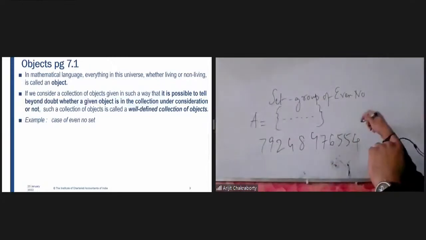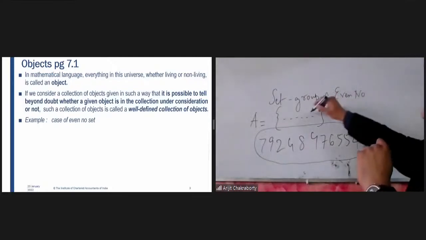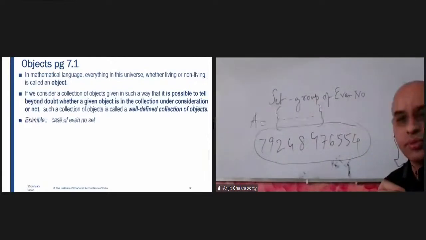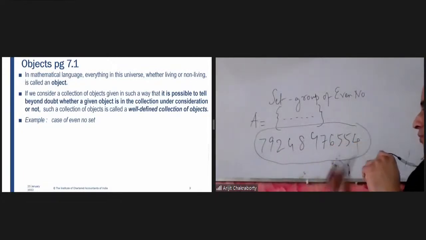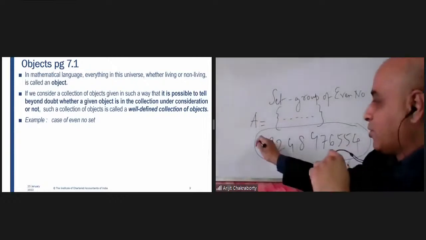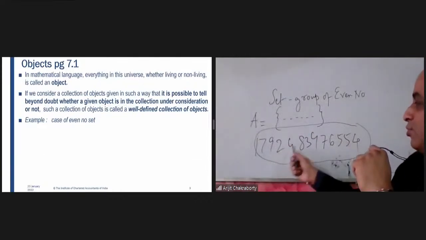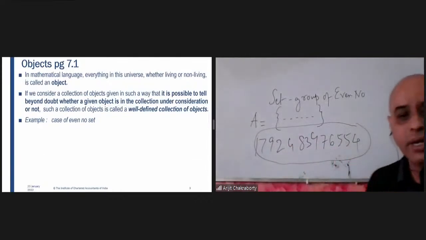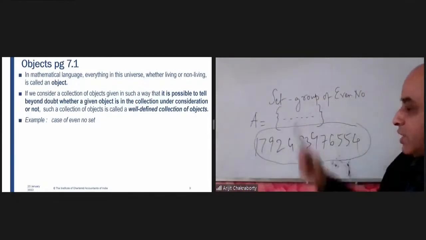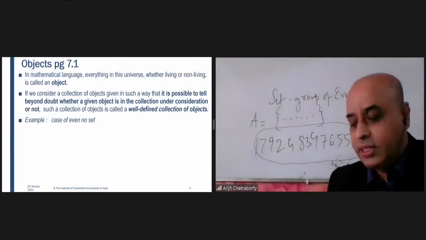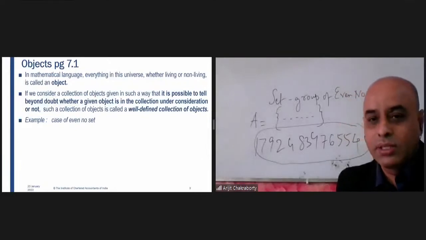But if I ask you whether this number is going to be a member of this particular set, what do you feel? Please see the number 7, 9, 2, 4, 8, 4, 7, 6, 5, 5, 4. Let me add 1 to it, and let me also add 3 here. So 1, 7, 9, 2, 4, 8, 3, 4, 7, 6, 5, 5, 4. It's a huge number. But the question is, is this number a member of this set? The answer is yes, because you know that every even number is divisible by 2.